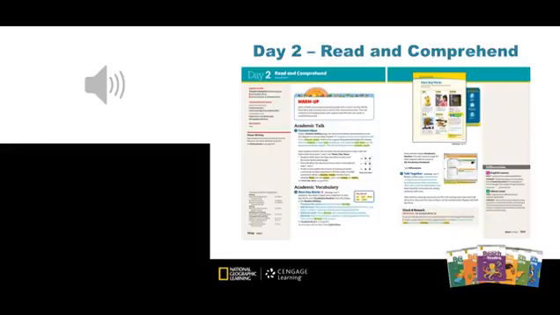Moving into day 2, students are going to begin again with academic talk before moving on to introducing the academic vocabulary words.